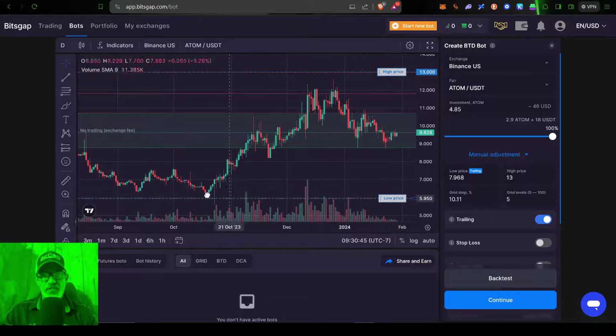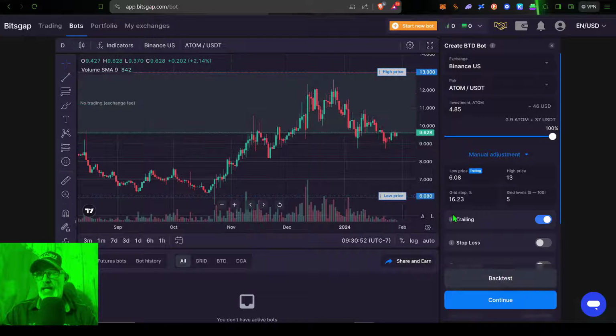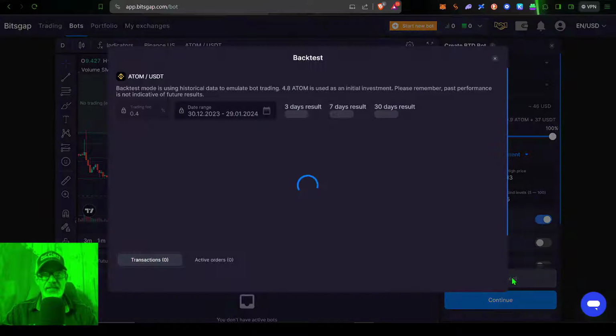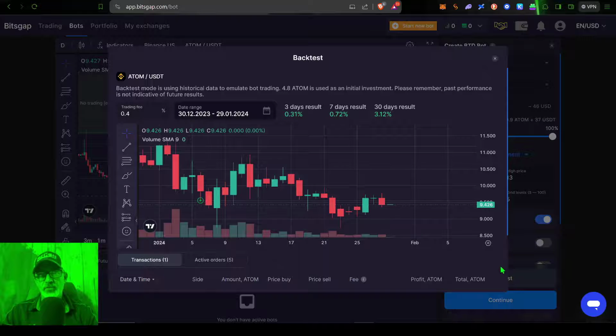Now, one more adjustment we could make is we could drag this lower price all the way down here to around 6, which you can see back here, if you check your 6, was where it found support in the past. And now you can see my grid step has jumped to 16%, which again, I'm looking to accumulate Atom and sell at a large profit. So a 16% profit for me would not be out of line. Now let's click back test and see what that did to our back test results. Well, it had a negative effect on it.